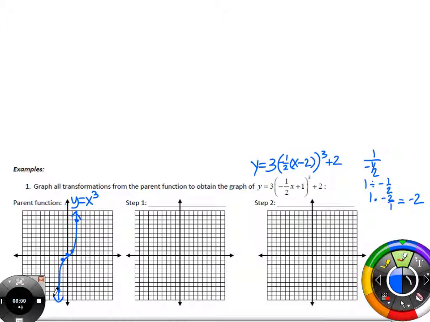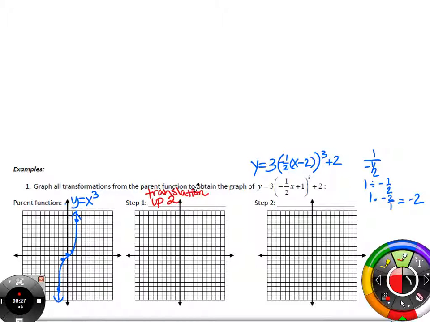Somebody give me a transformation, and we're going to perform that one transformation. Okay, so Liam says up 2. All right, that's fine. This is a translation.